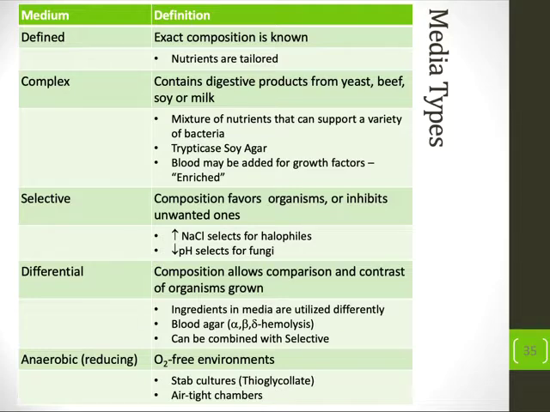Then you have selective media, which will have components that will favor the growth of some organisms but not others. You have differential media. Differential media usually will have some component that will show a change in color. So you have blood agar, which will show different colors based on the organisms that are growing on them, whether it's an alpha, a beta, or a gamma hemolysis.